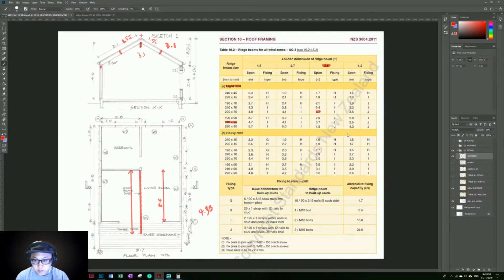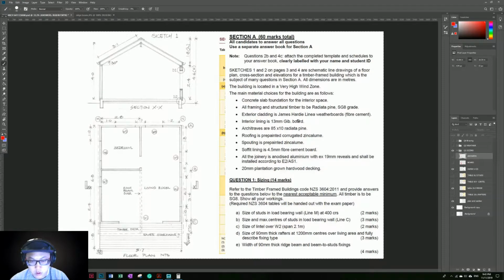And the fixing, so it's this one, huh? Because in the description they were asking for a 90 millimeter thick beam, and the fixing is I, so it's going to be this one, and ridge beam to build up studs. So those are the fixing. Okay, I think that's it for question 1.